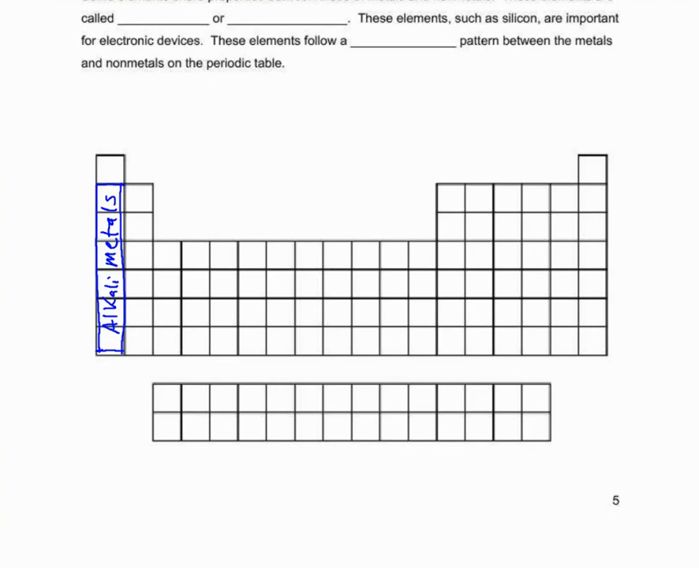So the alkali metals are in group 1, but group 1 contains one other element, which is hydrogen. Hydrogen is not a metal, and it doesn't exactly fit with the alkali metals, but based on its electrons, this is where we put it. So group 1 is hydrogen plus the alkali metals. So I'll make sure that we can see this blue line really well here.